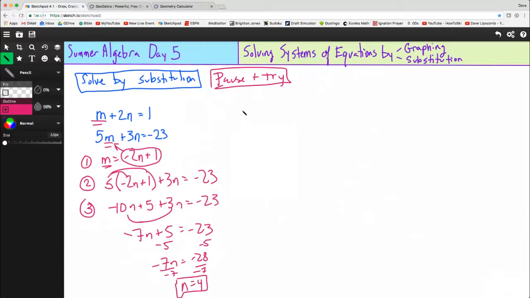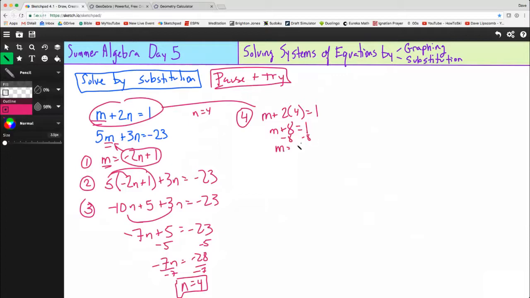Step number 4, I'm going to take this equation and plug in, knowing that n equals 4. m plus 2 times 4 equals 1. So m plus 8 equals 1. m equals negative 7. So I think that my answer is negative 7 for m and 4 for n.